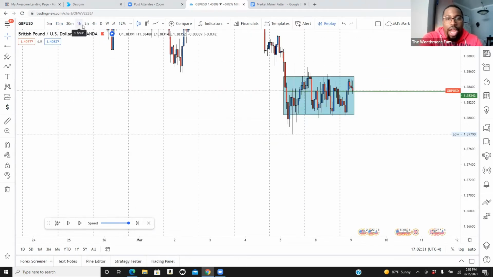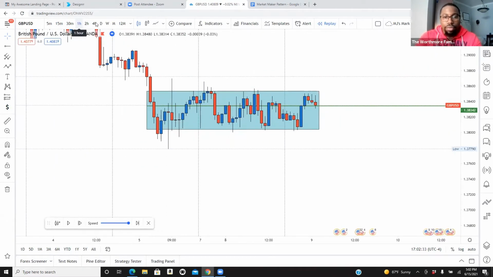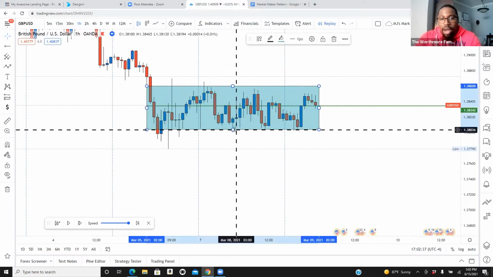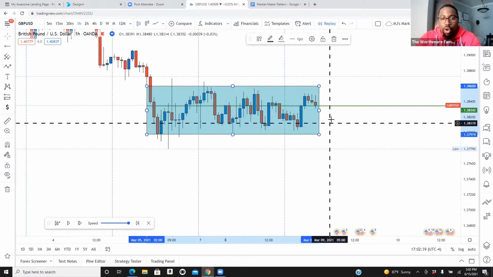But let's say we're looking at it on a 1 hour. Here it is right there. Okay, so price looks really, really choppy. It's just kind of back and forth between the same areas over and over and over again.